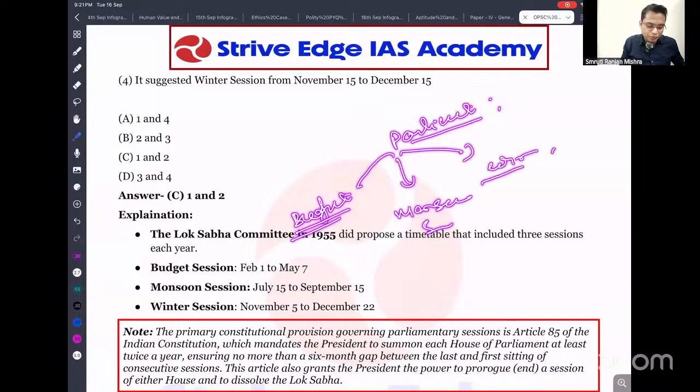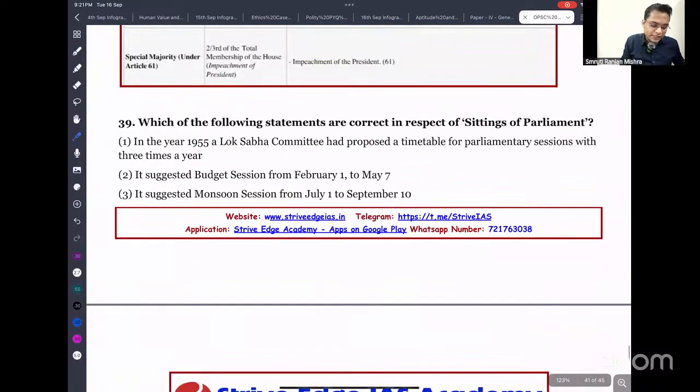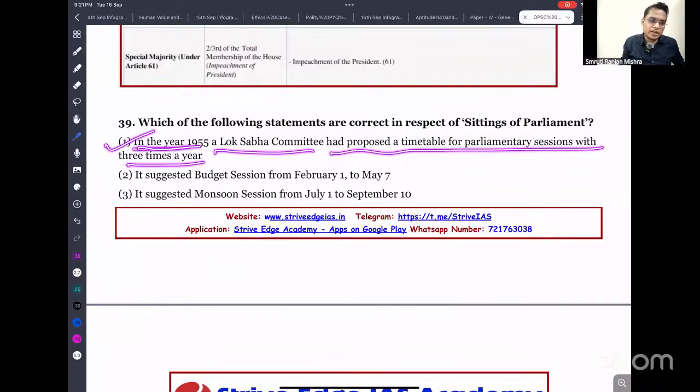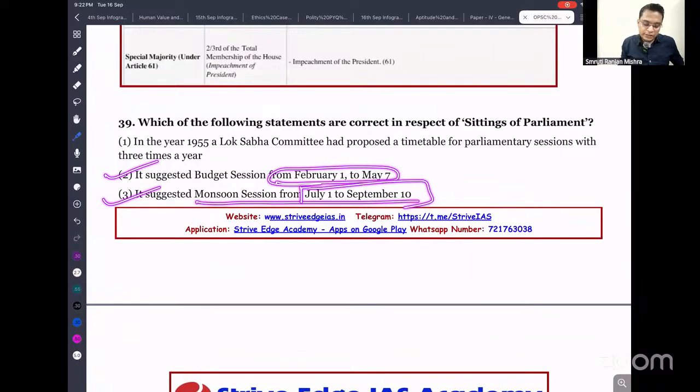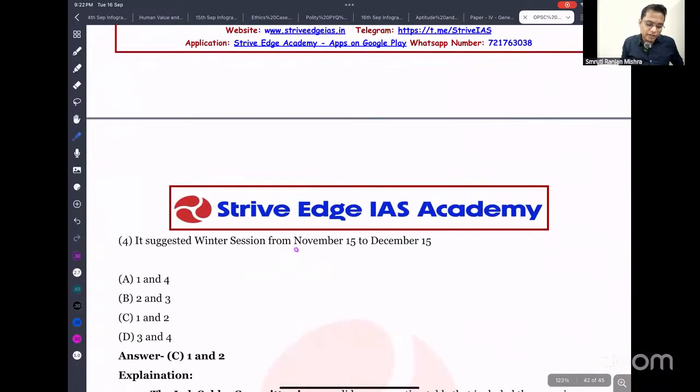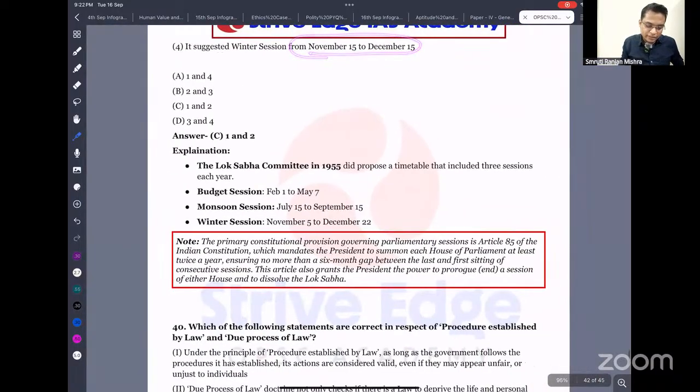Okay. So if you look into that first statement, yes, in 1955, the Lok Sabha committee proposed a timetable for parliamentary sessions 3 times in a year. Yes, budget session, monsoon session, and winter session. So this is the timeline given. It suggests the monsoon session from 1st July to September, yes, but the winter session is not that. So the date is a little bit modified. You can see 5th November to December 22, not December 15. So it's a very factual question. Either you know it, otherwise you will commit a mistake.